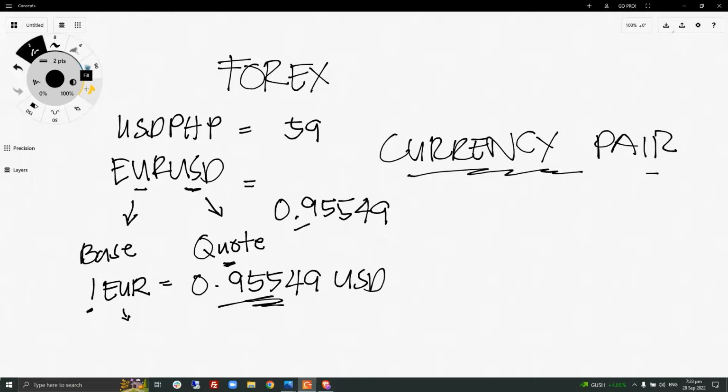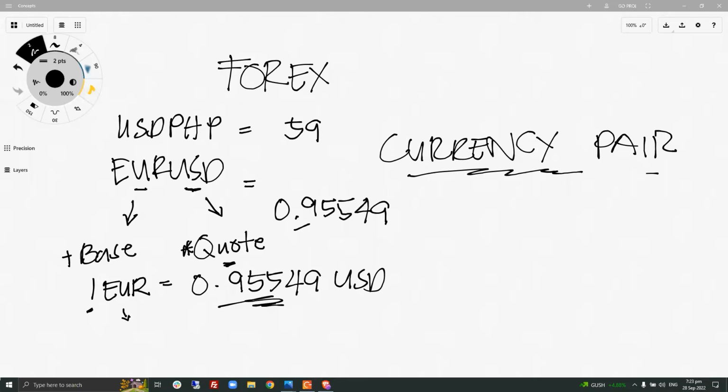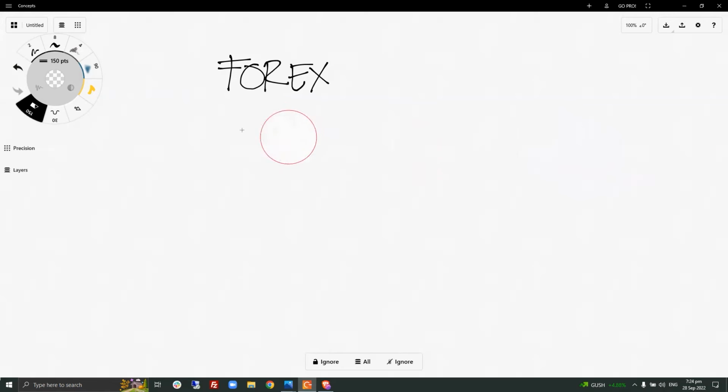So you guys have to understand our first currency is base and our second currency is quote. This is something that we would always use later on, the base and quote currencies. Okay, but in terms of currency pairs, we have currencies that are heavily traded in the Forex market. Actually, there's 8 currencies.